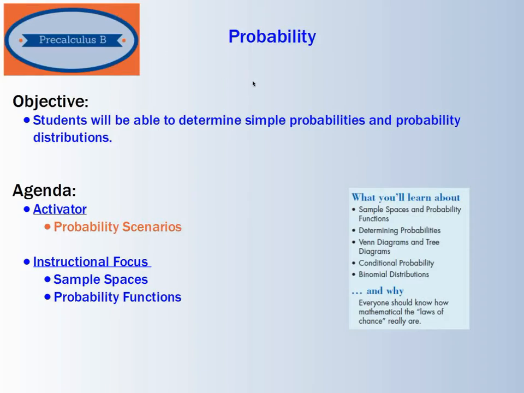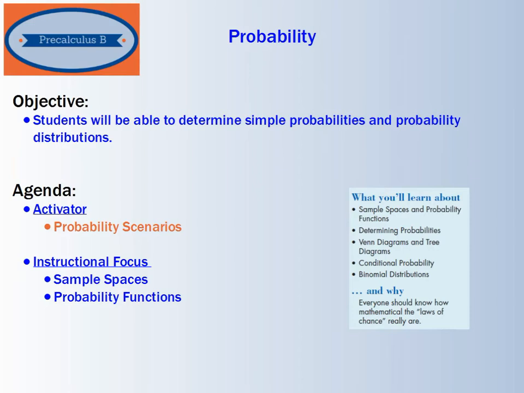Today's lesson is going to focus on probability. For your objective today, students will be able to determine simple probabilities and probability distributions. So in our activator, we took a look at some probability scenarios where we were trying to determine the total possible outcomes of a given situation. In our instructional focus, we're going to expand this idea of total possible outcomes to talk about what a sample space is and to discuss probability functions.